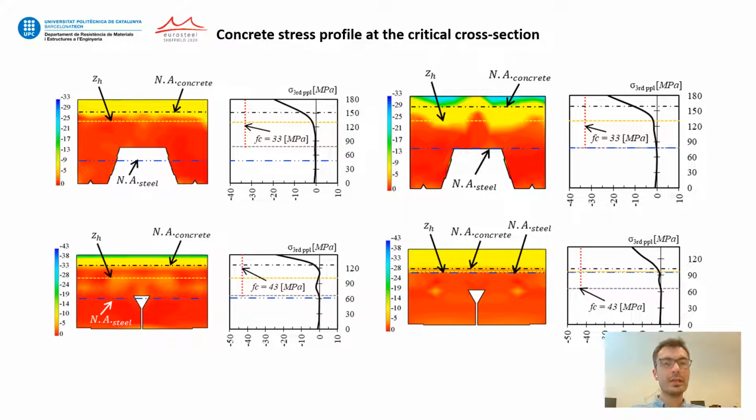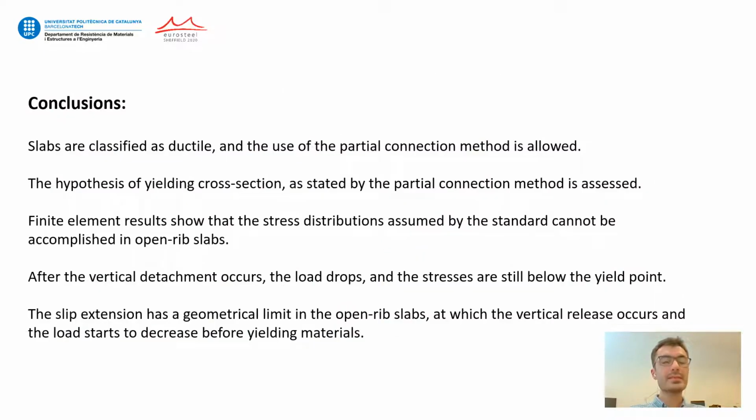Let's summarize the findings. Slabs are classified as ductile, and the use of the partial connection method is allowed. The hypothesis of yielding cross-section, as stated by the partial connection method, is assessed. Finite element results show that the stress distributions assumed by the standard cannot be accomplished in open rib slabs. After the vertical detachment occurs, the load drops, and the stresses are still below the yield point.